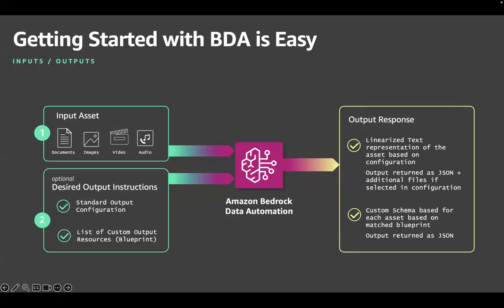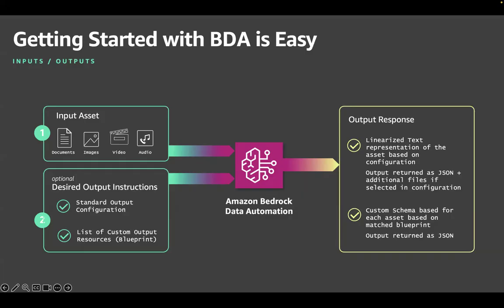Getting started with BDA is very easy. What you see on the screen is a very typical workflow. What you do is you create a data automation project using the AWS console, as we're going to see today, or you can do the same from the CLI or using the API. So if you are building your applications using Python or any of the supported languages, you can just use the API or the SDK and you build your project.